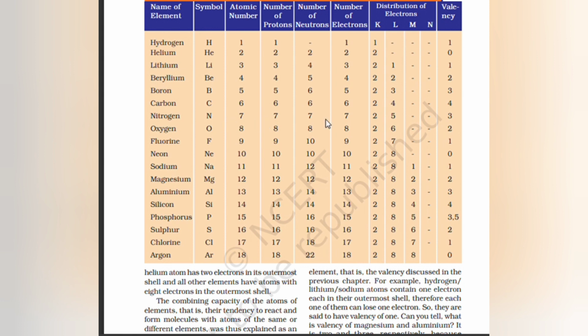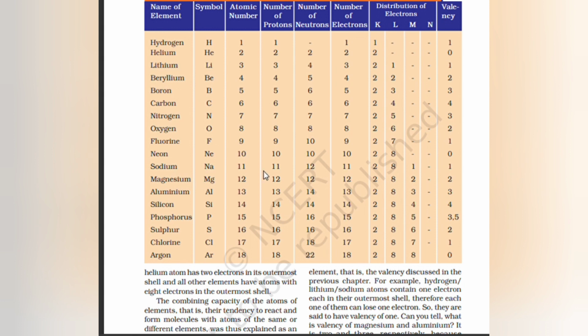Nitrogen, atomic number 7, number of protons 7, number of neutrons 7, number of electrons 7, K shell 2, L shell 5, valency 3. Oxygen O, atomic number 8, number of protons 8, number of neutrons 8, number of electrons 8, K shell 2, L shell 6, valency 2. Fluorine F, atomic number 9, number of protons 9, number of neutrons 10, number of electrons 9, K shell 2, L shell 7, valency 1. Neon Ne, atomic number 10, number of protons 10, number of neutrons 10, number of electrons 10, distribution K shell 2, L shell 8, valency 0.